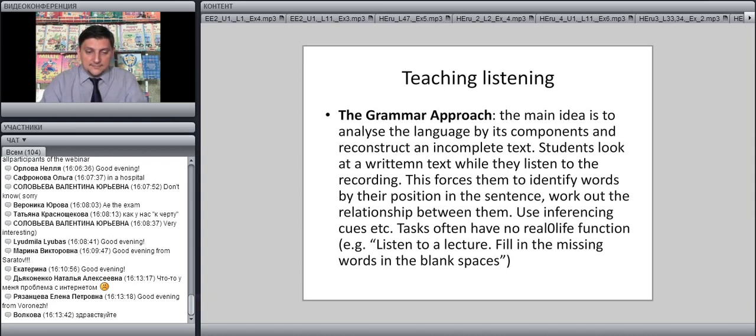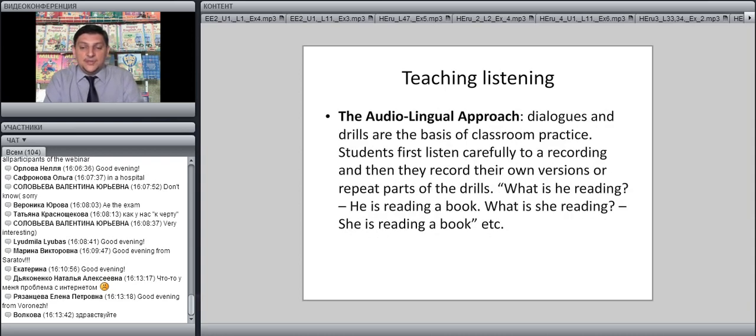The audiolingual approach is based around dialogues and drills, and the dialogues and drills are the basis of classroom practice. Students first listen carefully to the teacher or to a recording, and then they record their own versions or repeat parts of the drills. For example, within the framework of the audiolingual approach, a classroom exercise may be done as following.